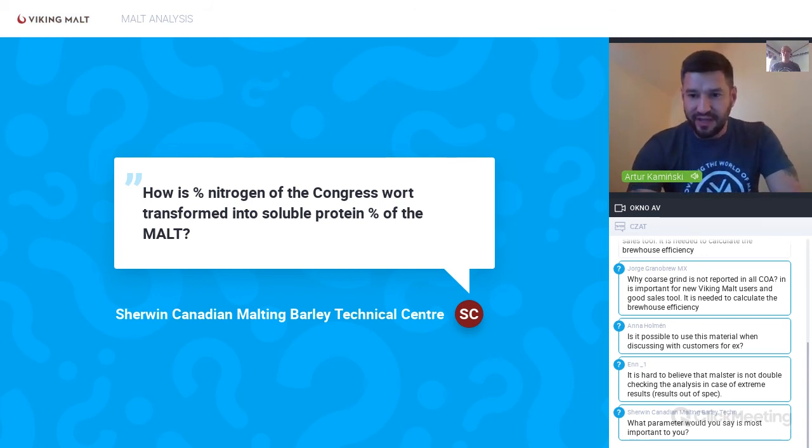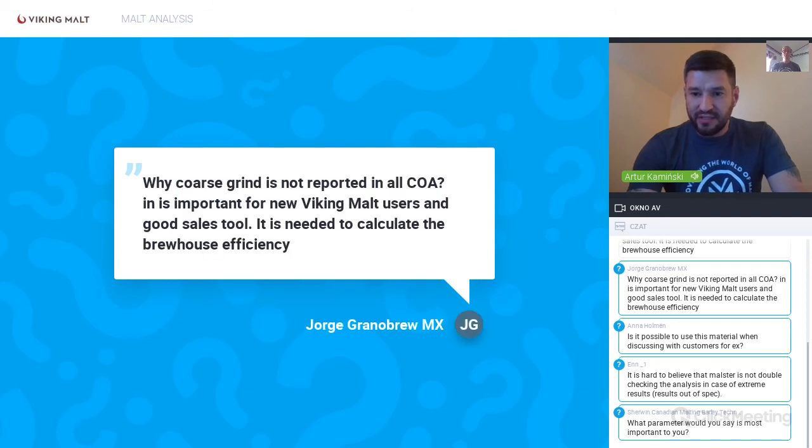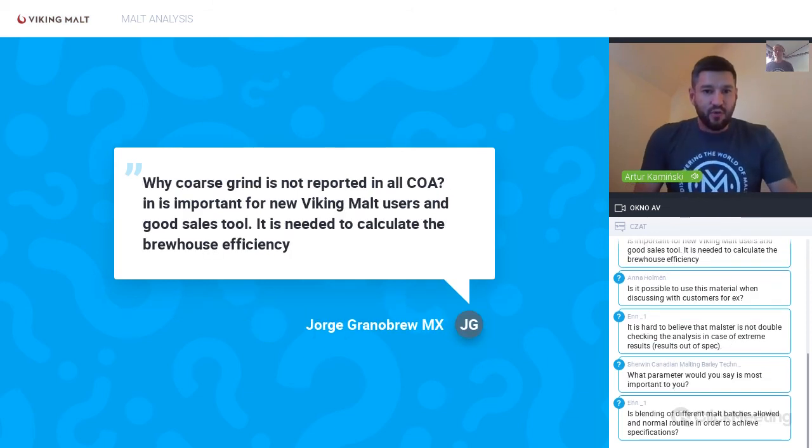Okay, let's go to the next one. I think this one is going to be a little bit easier. Why is coarse grind not reported in all COAs? Is it important for new Viking Malt users and a good sales tool? It is needed to calculate the brewhouse efficiency.